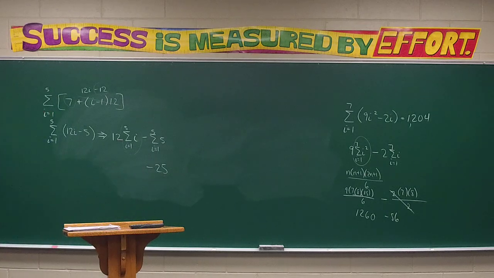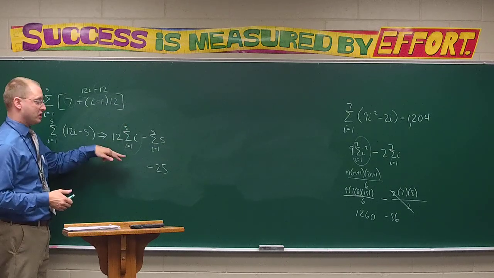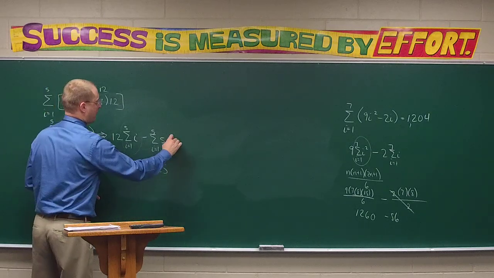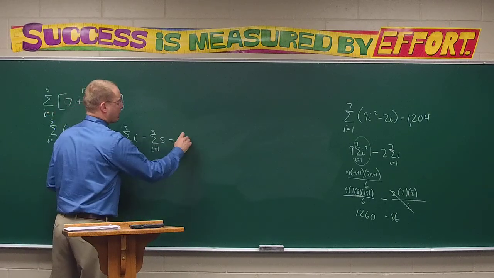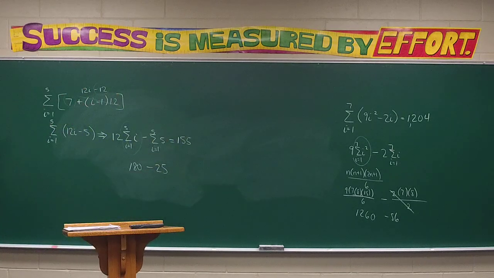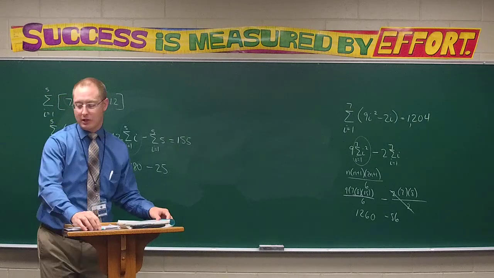Calculate very quickly the series of i from 1 to 5. 15, right? That's going to be 5 times 6 over 2, which is 15, times the 12. 180 minus the 25 gives us 155. Any questions on that one? Did everyone follow what we did? All right, I want you to do the next three, 30 to 32 at your seats.